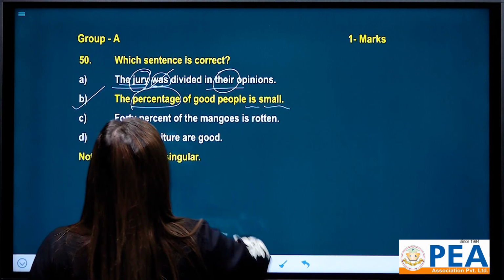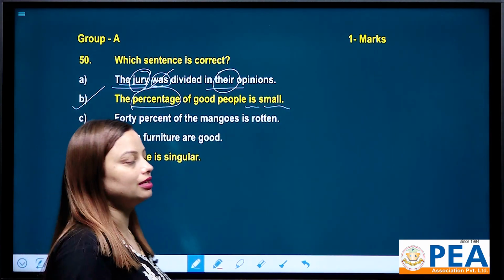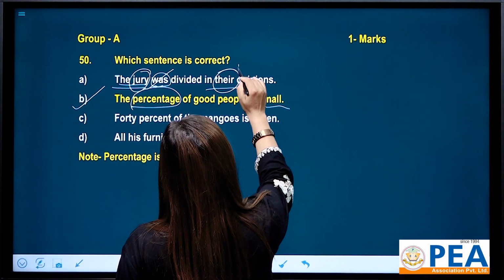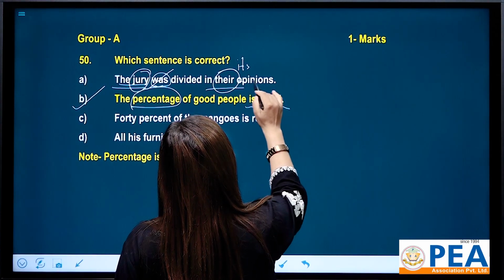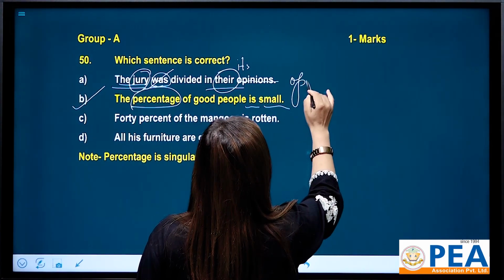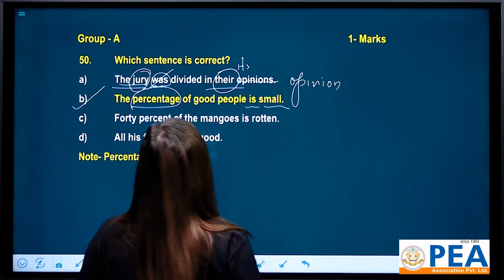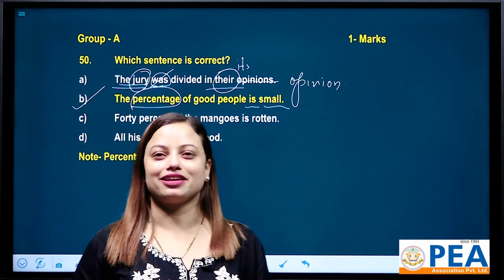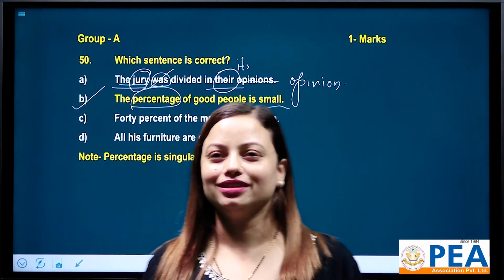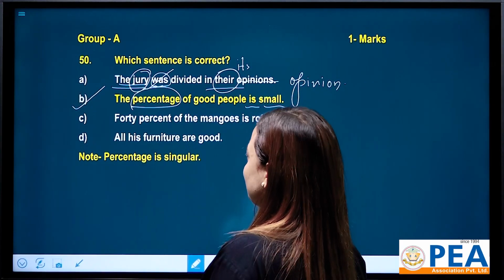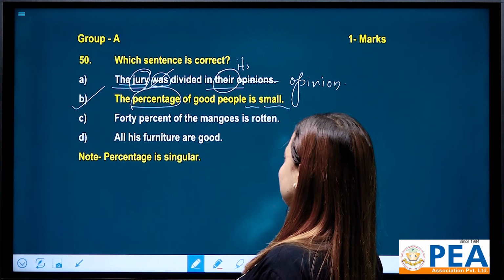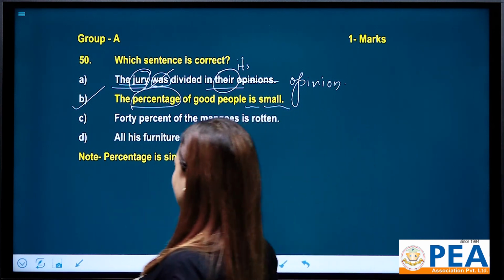The jury was divided in its opinion. Whenever you write its here, then your opinions becomes only opinion. So because of this very reason, the answer becomes option number B, that is, the percentage of good people is small. What about option number C?